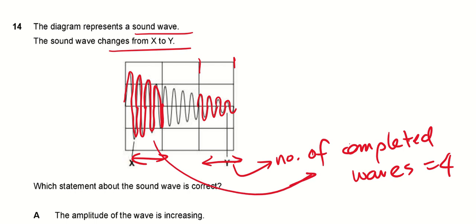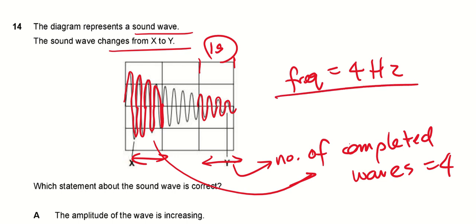The number of waves completed means the frequency. If let's say this takes 1 second, the frequency is 4 hertz. For example, but I'm not sure if this is 1 second. I just assume it to be 1 second, right? So if it's 1 second, the frequency will be 4 hertz. If it's 1 minute, then you have to convert this minute to seconds. So the frequency is the same.